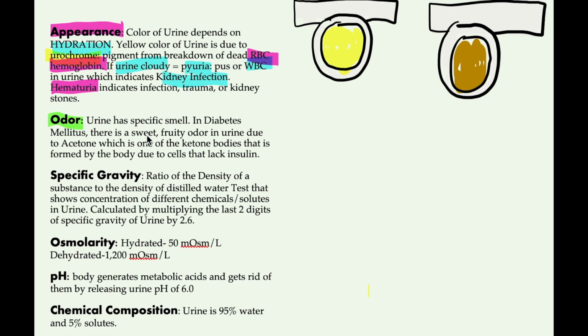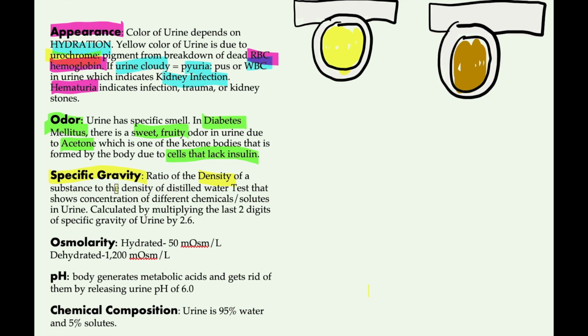Now urine has a specific smell that we all know. Now food like asparagus can change the smell, but in diabetes mellitus there is a sweet fruity odor in the urine due to acetone, which is one of the keto bodies that the body forms due to cells that lack insulin. So in diabetes mellitus, there is a sweet fruity odor due to glucose being in the urine and, as we talked about, acetone.